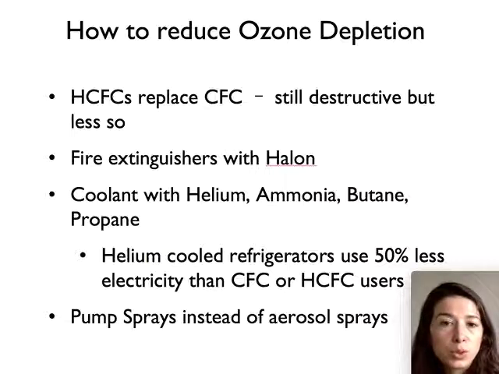So to reduce ozone depletion in the future, we have replaced CFCs with HCFCs, and most things use HCFCs now. Most modern technology uses that. It's still destructive, but it's much less so. It still produces chlorine that can go up and destroy the ozone, but to a much, much smaller extent. There are a lot of other sources of chemicals that destroy ozone. Fire extinguishers can use halon instead. Coolant can use other types of chemicals.